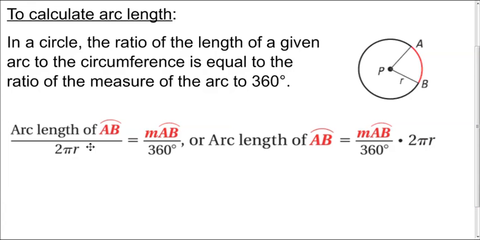The arc length divided by 2 pi r, which is the circumference of a circle, equals the degree measure of the arc divided by 360 degrees. This is really just a proportion of the form part to whole: the part of the length around the circle to the whole length, equal to the part of the degrees to the whole amount of degrees around the circle. Now if we multiply both sides by the circumference, we end up with this equation on the right-hand side.